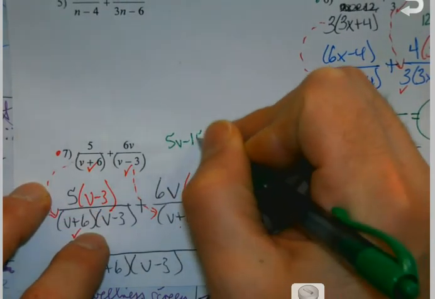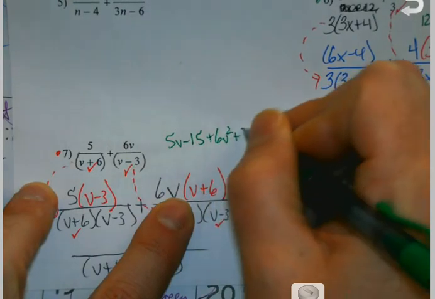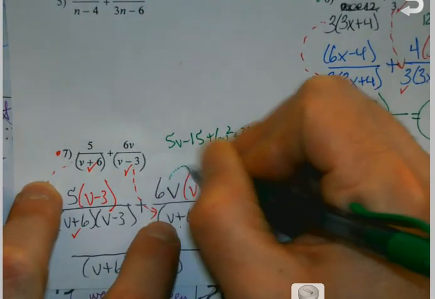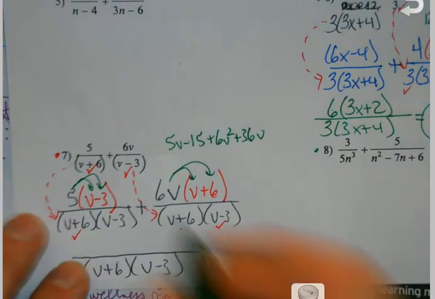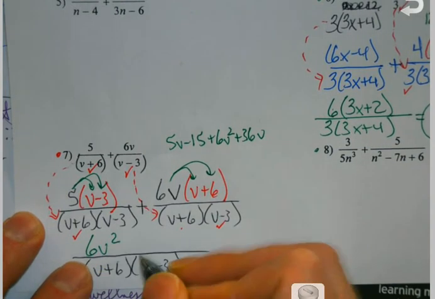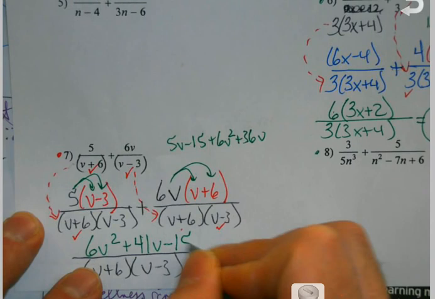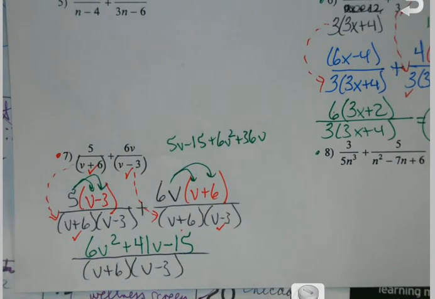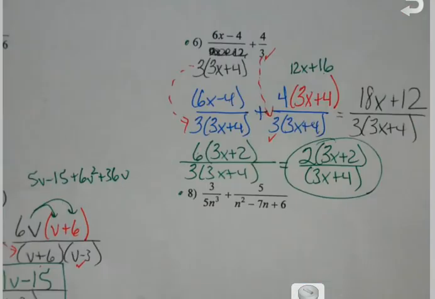So I got 5v minus 15. And then here I've got 6v squared plus 36v. Because again, I'm distributing on both of these. And now I'm just going to write it in the correct order. Okay, which is the largest degree down to the smallest. So 6v squared plus 41v minus 15. And I'll even be nice again. This isn't going to be factorable. Okay, just giving you a heads up. So I get that out there, and we're going good.